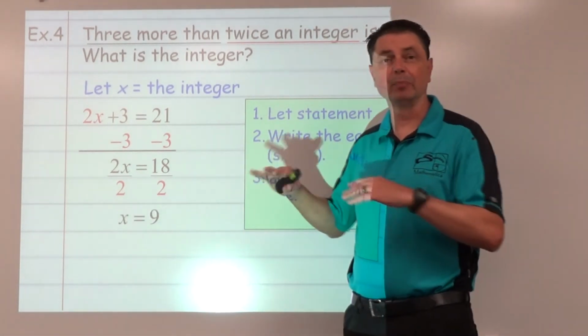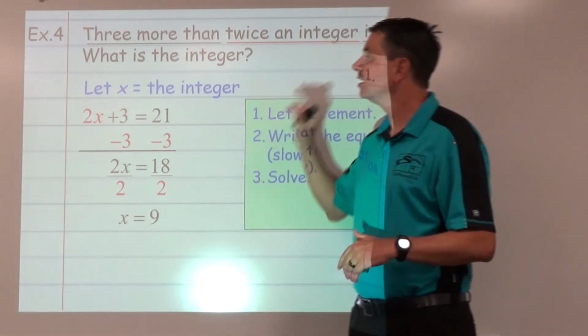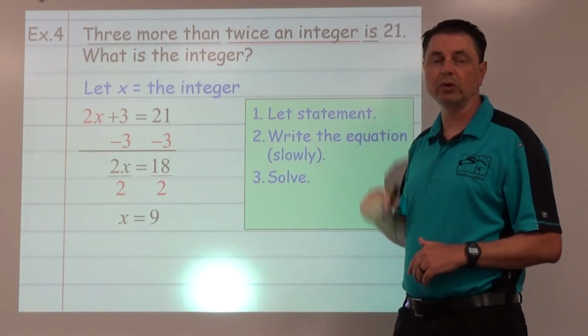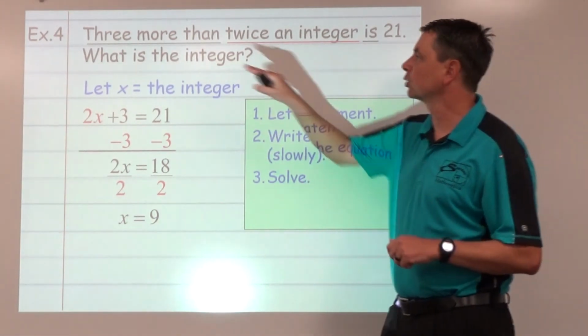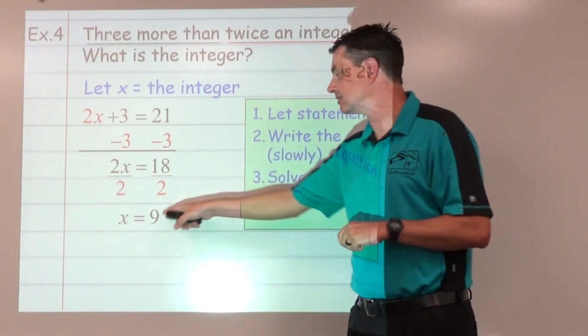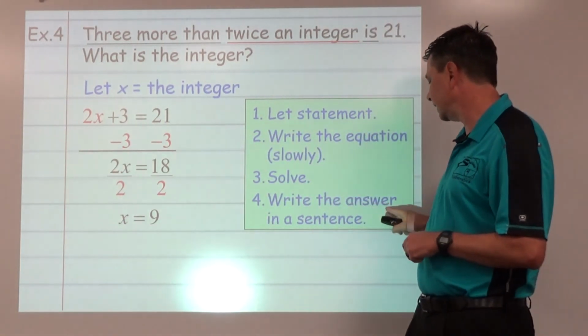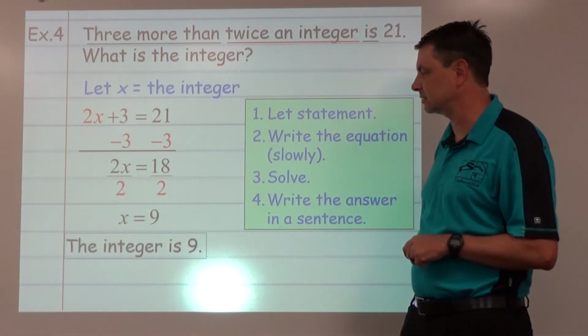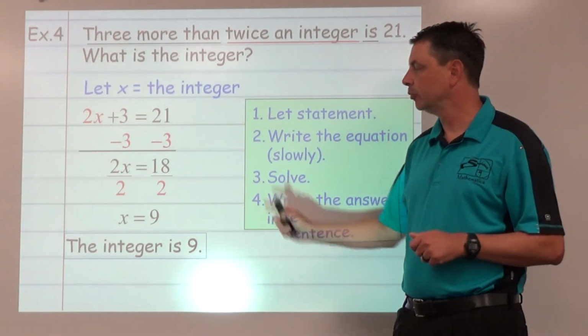Now most of the time I'm going to box my answer. Notice I'm not boxing this because this is not the answer, because it was a word problem. So we want to answer the word problem in a fairly concise sentence. Question was, what is the integer? The integer is 9. So part 4, write the answer in a sentence. The integer is 9, period. Box your answer.